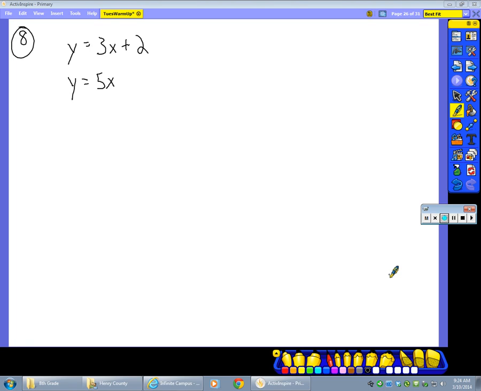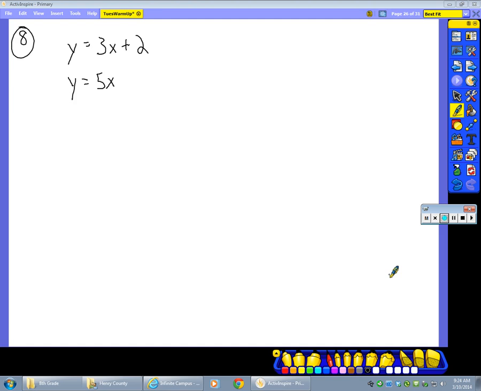Alright, so here's number 8. Okay, so someone raise their hand and tell me, we have to use elimination to solve these, because we're practicing elimination. Which variable is going to be the easiest to get opposites? What do you think, Jonah? Yep, it's going to be easiest to get y.